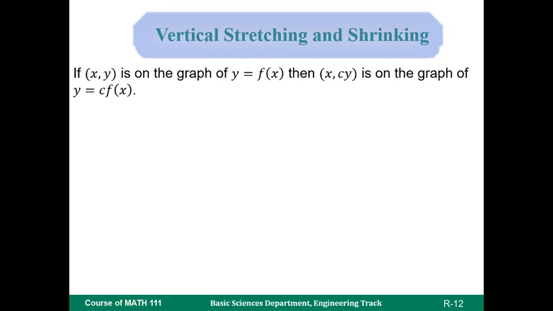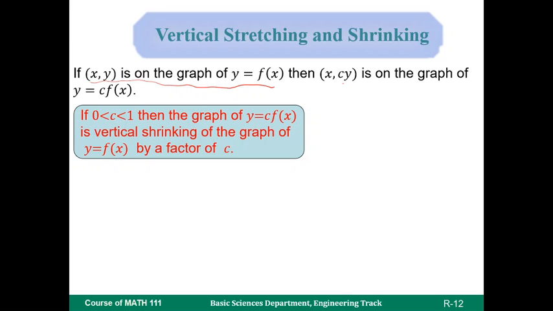Now here is the idea: if (x, y) is on the graph of y equal to f of x, then (x, cy) is on the graph of y is equal to c f of x. So what does it imply? It implies this: if c is between 0 and 1, then the graph of y equal to c f of x is the vertical shrinking of the graph of the function f of x by a factor of c. C here is less than 1, as you see.